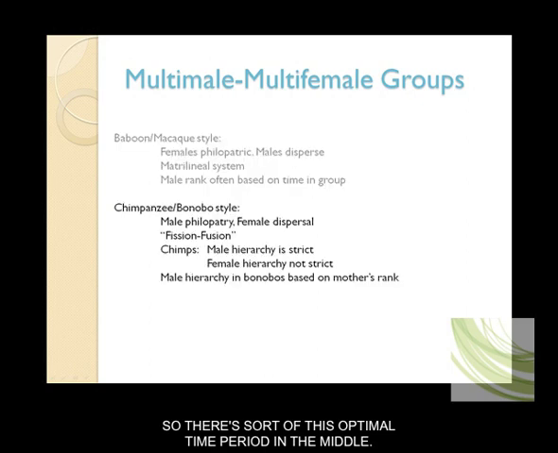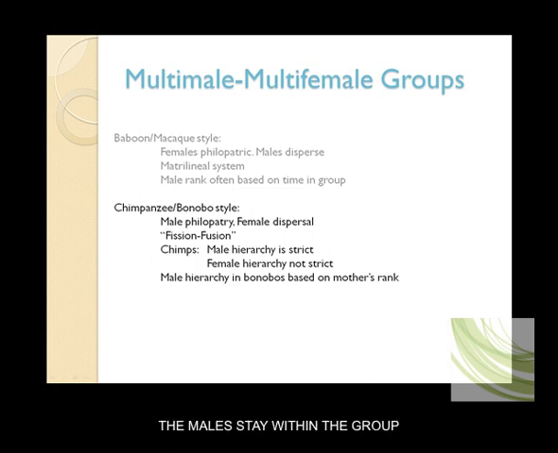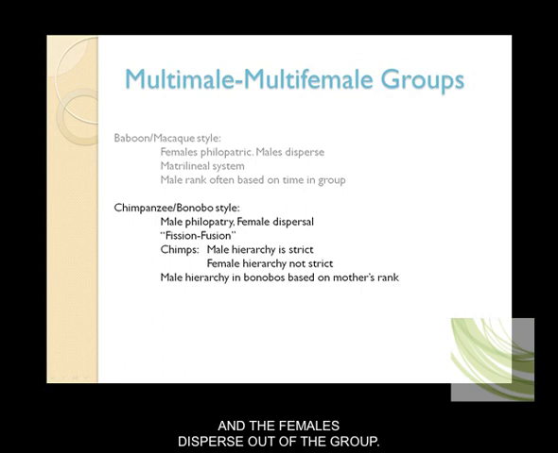Now we can compare this to chimpanzees and bonobos, who are a male philopatric species, which means when they reach sexual maturity, the males stay within the group and the females disperse out of the group. This means, particularly for chimps, the male hierarchy is relatively strict and they're constantly jockeying for position. The males are all related to each other, so they all know where they fit in the hierarchy. The female hierarchy isn't nearly as strict because the females come into the group and aren't related to other individuals.